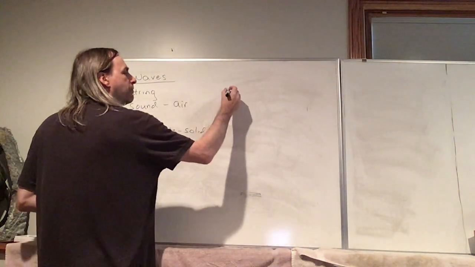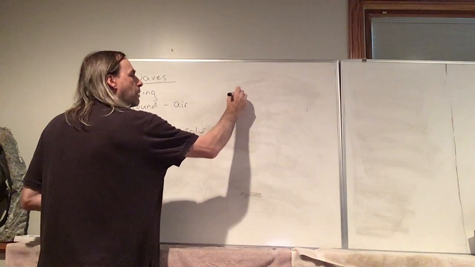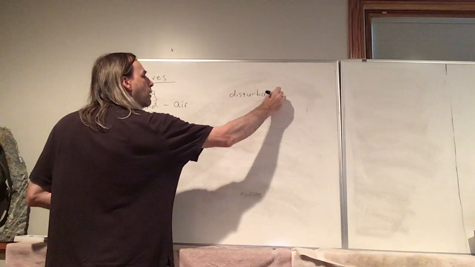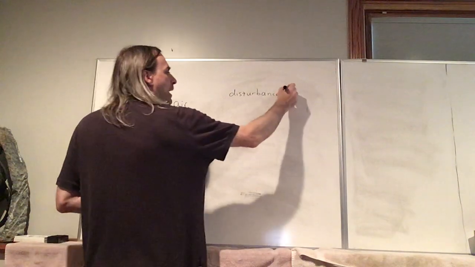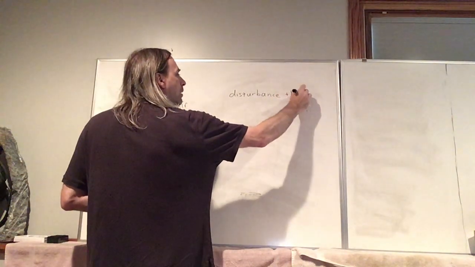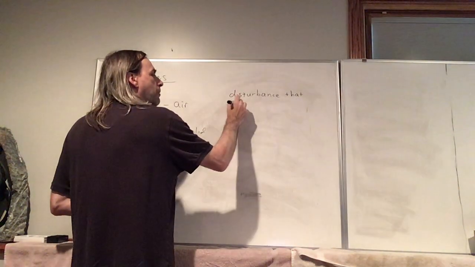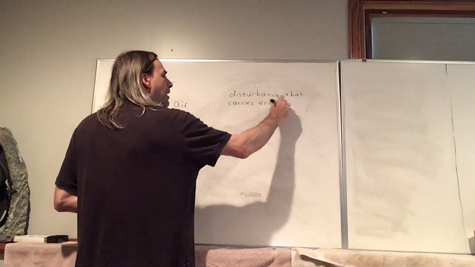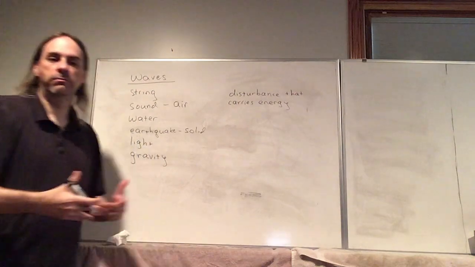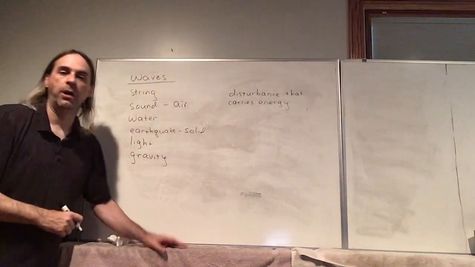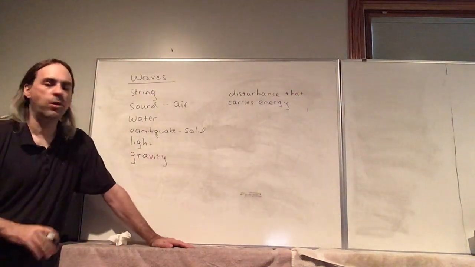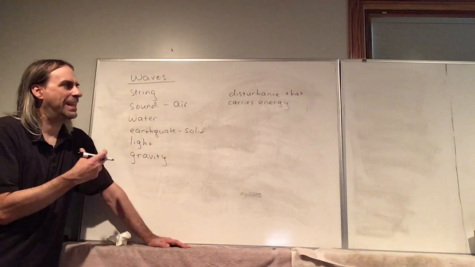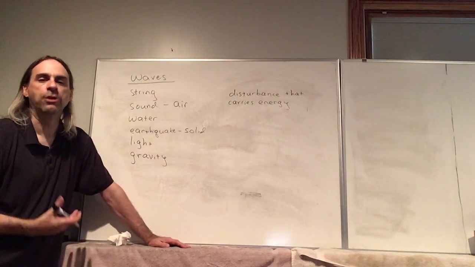A wave, we can say, is a disturbance that carries energy. Let's just say that. Not a very precise definition. If you want to get precise, you have to talk about mathematically describing waves and things like that. We're not going to get too much into that in this class. So we're just going to say it's a disturbance that carries energy.